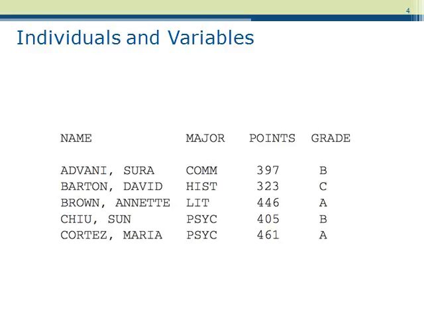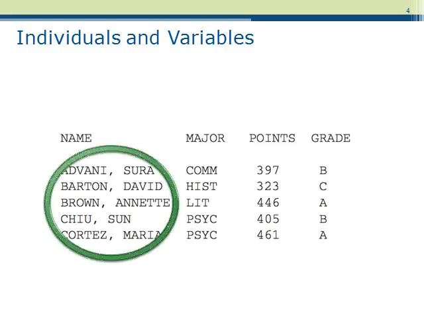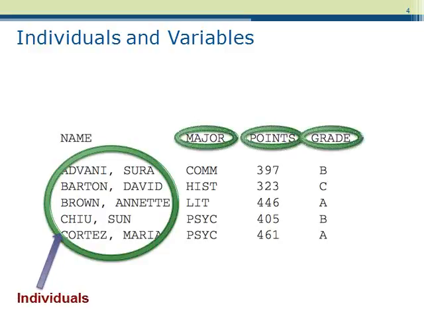Let's look at an example. Consider the 5 students, Surah, David, Annette, Sun, and Maria. Here we are considering 5 individuals, and in this case, the individuals are people. Now for each individual, we are going to consider 3 traits or characteristics. These are the variables. In this case, the first variable is their major, the second one is the number of points they earned in a course, and the third variable is their letter grade. Notice how the value of the variable is dependent on the individual.